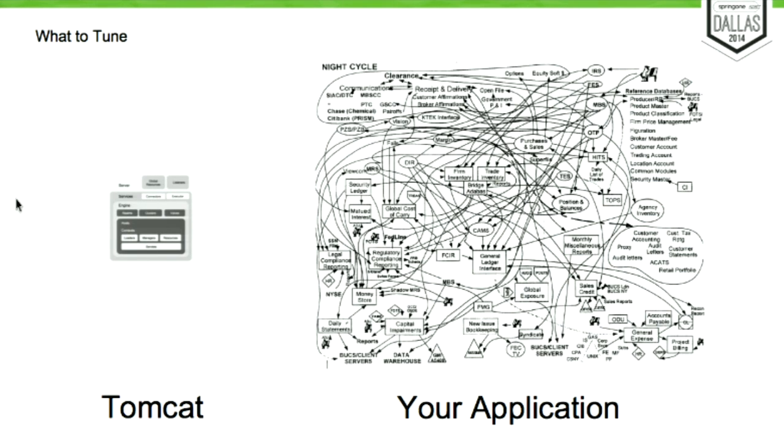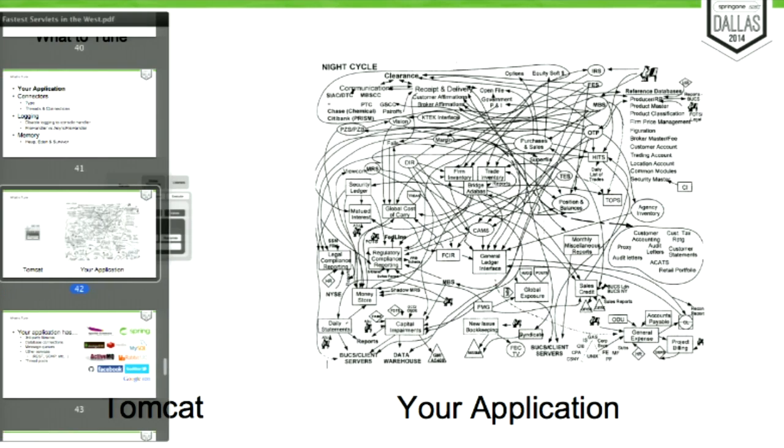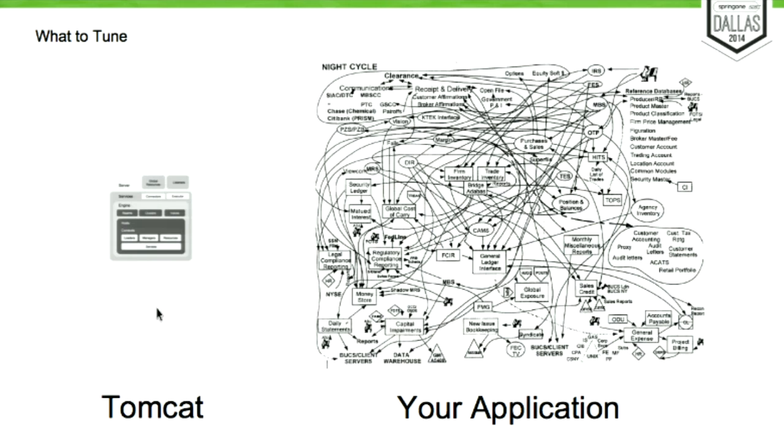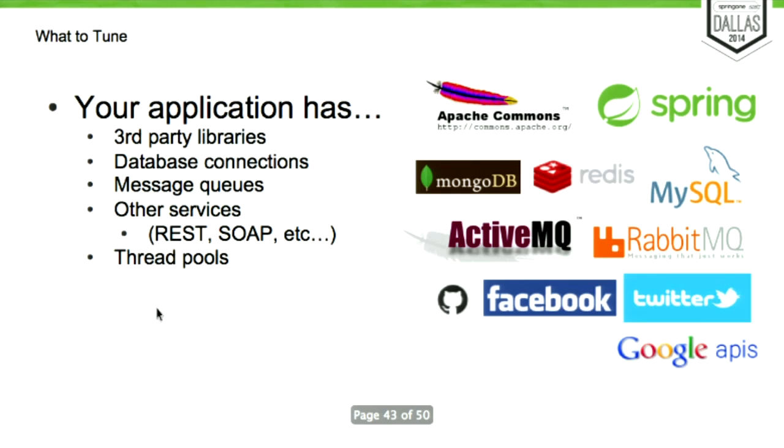So to try to illustrate that point, we have this screen. This is the diagram that we had earlier of Tomcat, and that's your application, or a prospective application. You can see that unless you have a trivially simple application, the logic you're encapsulating in your application is far more complicated than what Tomcat's doing. And so that's why you have to be realistic and look there first for what you can tune and what you can do to improve your performance.